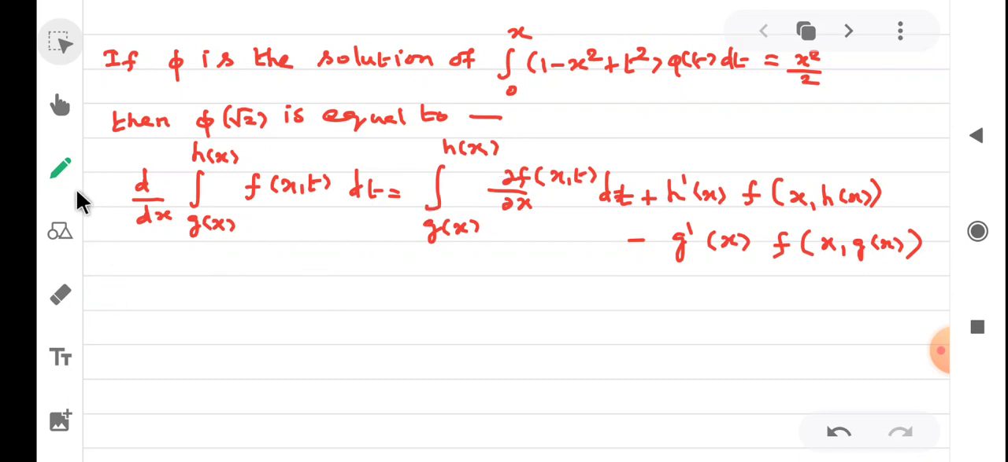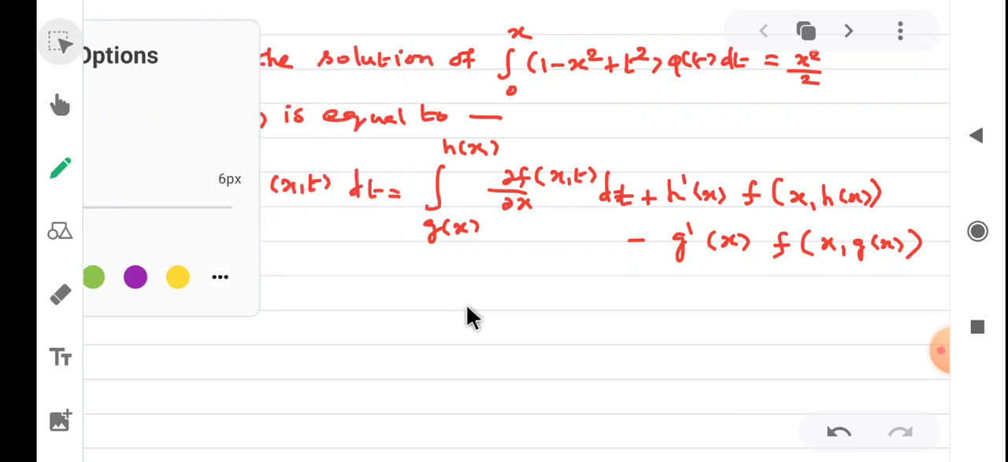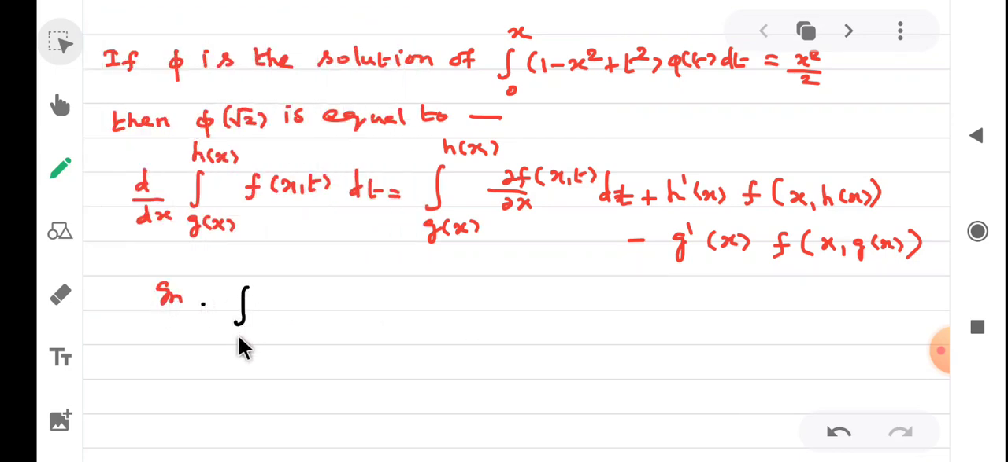Okay, so now let us solve the problem. So here this is the problem. Okay, so given is this one: integral 0 to x (1 minus x square plus t square) into phi of t into dt is equal to x square divided by 2. This is the problem, right?